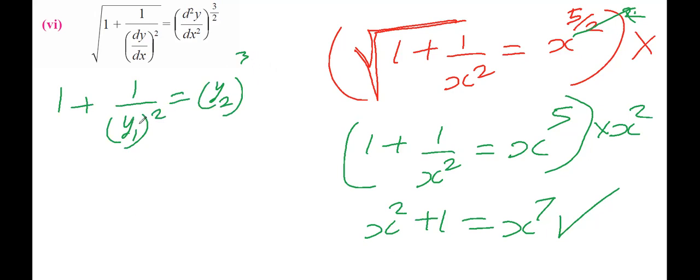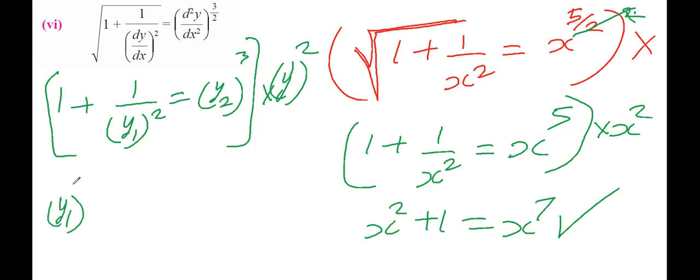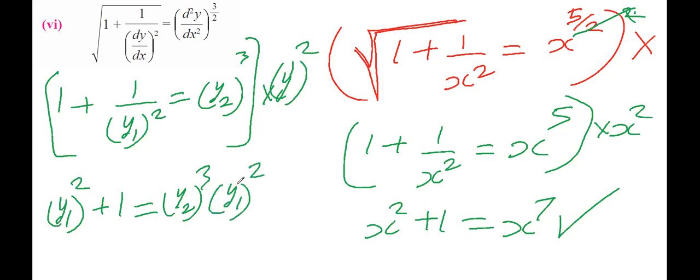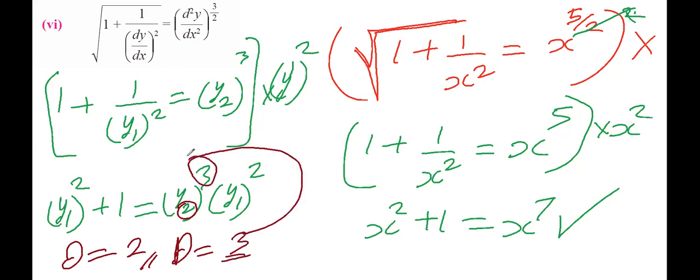Now what to do? In the denominator I should not have a derivative. So I will multiply by y1 the whole square on both sides. So I will get here y1 the whole square, here I will get 1, and here I will get y2 the whole cube and y1 the whole square. Now here, what is the highest order? So this is a second-order derivative, so the highest order will be 2. And what is the degree? The degree will be 3. This 3 is coming from here. Understood?